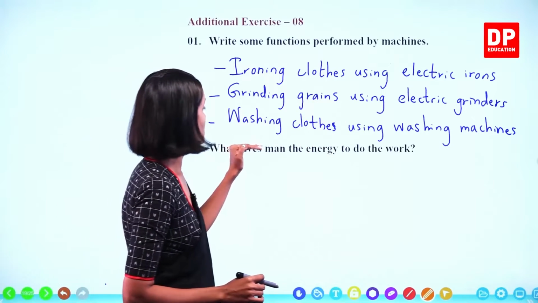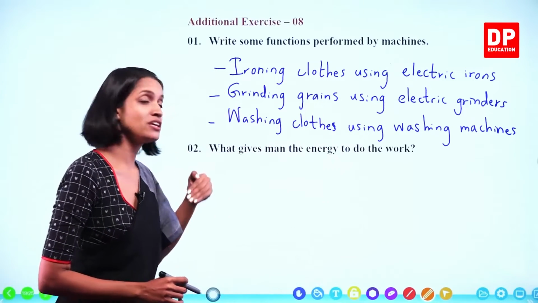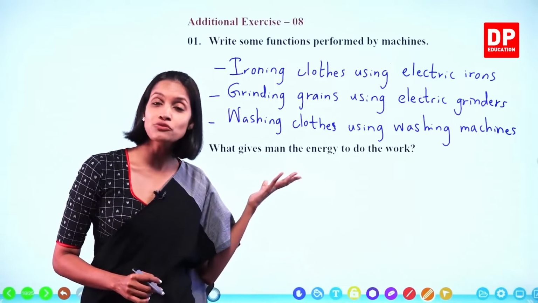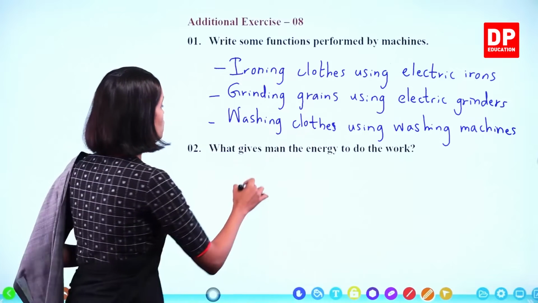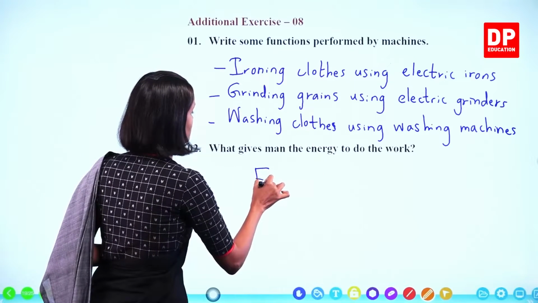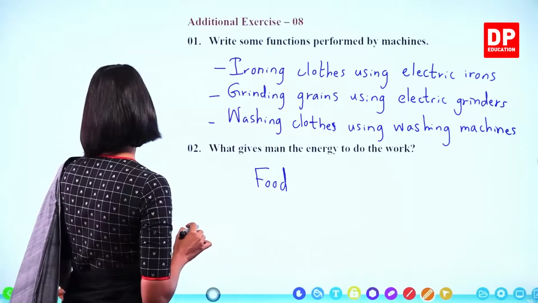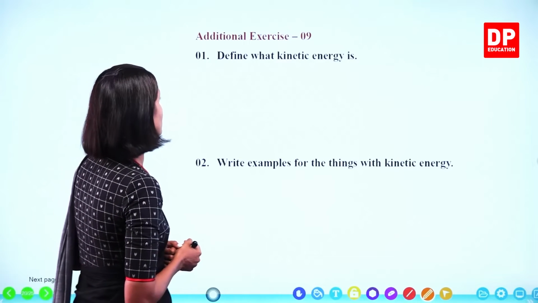What gives man the energy to do the work? How do we get energy to do our day-to-day work? By eating food. Therefore, what gives man the energy to do the work? Food. Right, children? Next one. Exercise number 9.